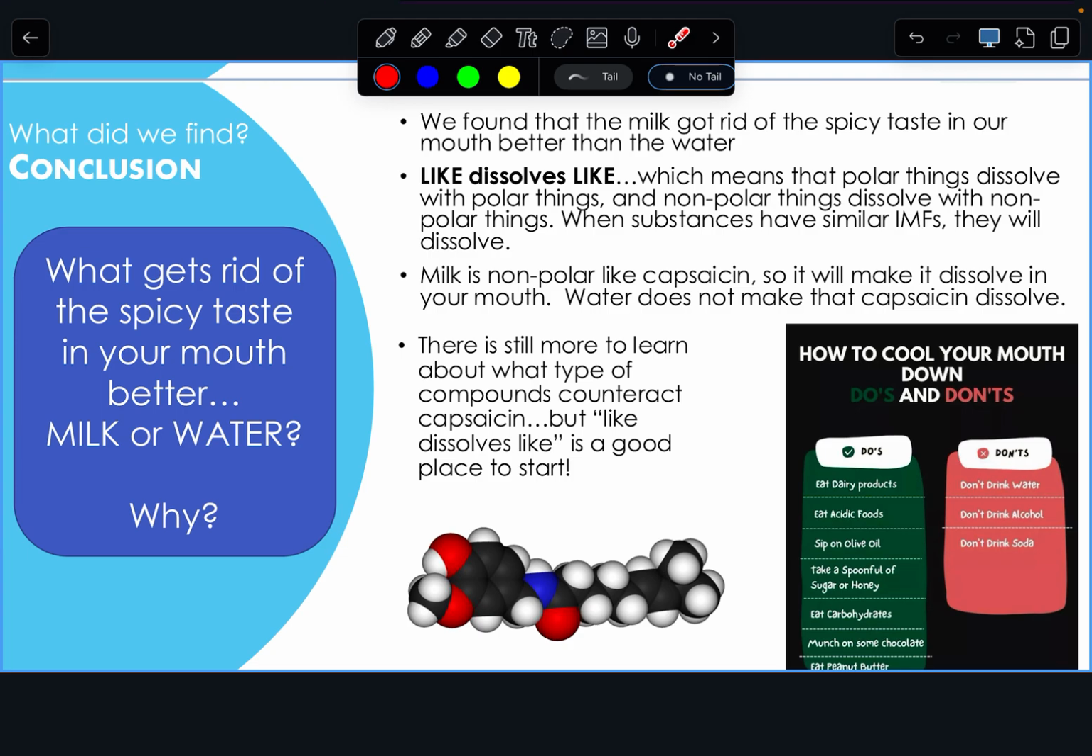So when you have a spicy taste in your mouth, if you put water in your mouth, it is not going to get rid of that spicy taste. It will not dissolve the spicy taste. But if you put something fatty in there, like whole milk or sour cream or yogurt or guacamole, all of these things that have fat molecules are going to help to dissolve the capsaicin.